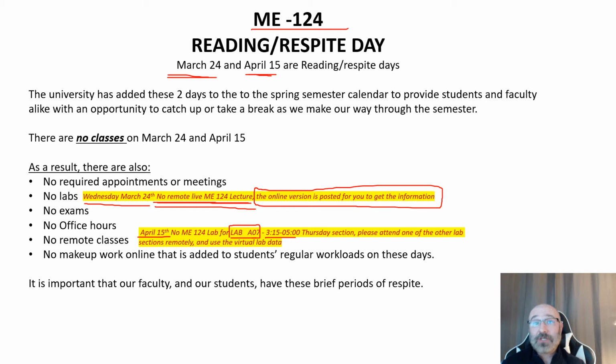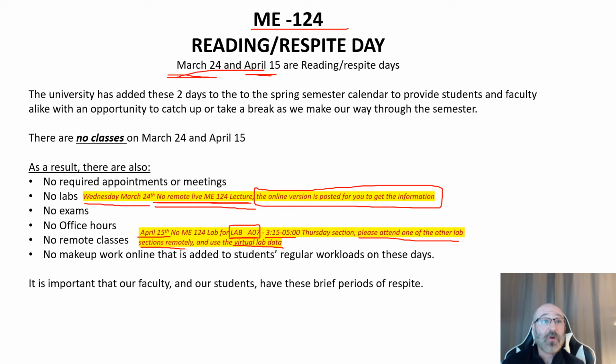So what I'm asking is please do attend virtually one of the other lab sections remotely during the week, whatever one works for you, or you can use our virtual lab data as well that's been posted on Blackboard. So again, this is something else that we need to take into account with these reading and respite days that the university has issued, is that on April 15th, Lab A7, which normally meets from 3:15 till 5 o'clock p.m. on Thursdays, is not going to happen because that has been canceled.